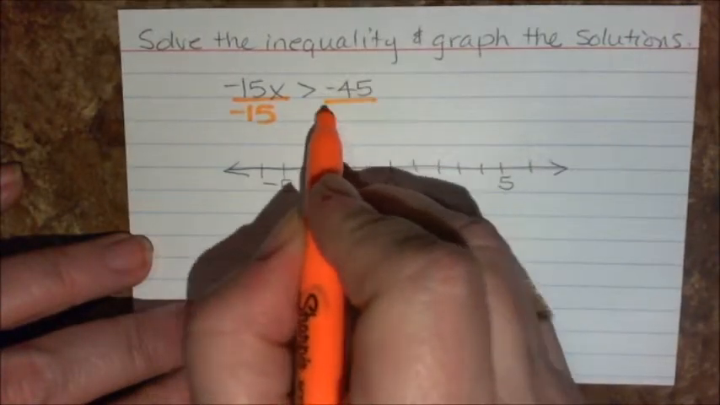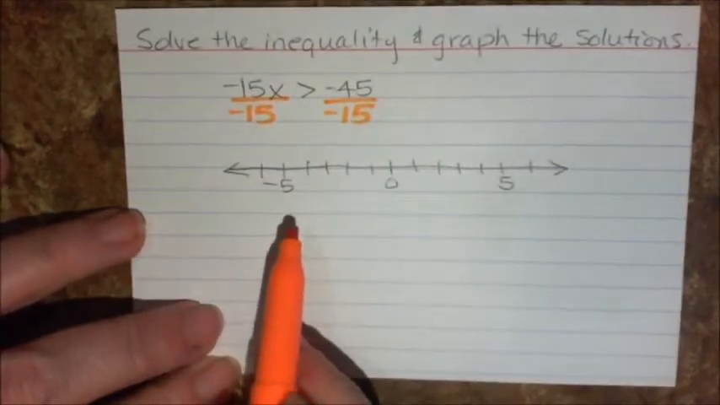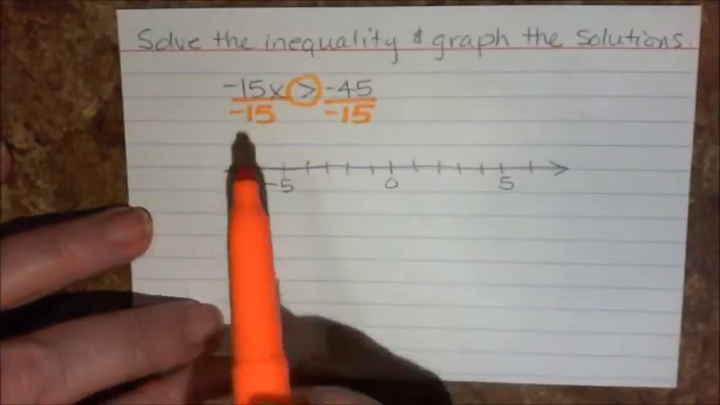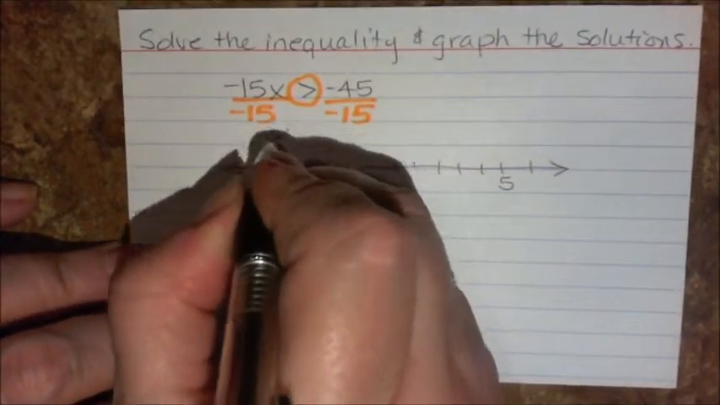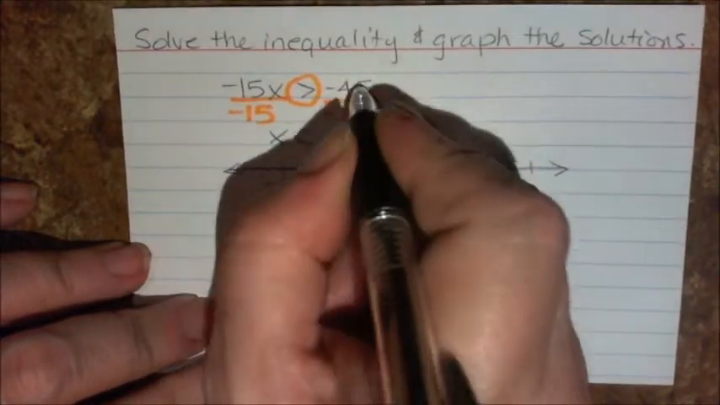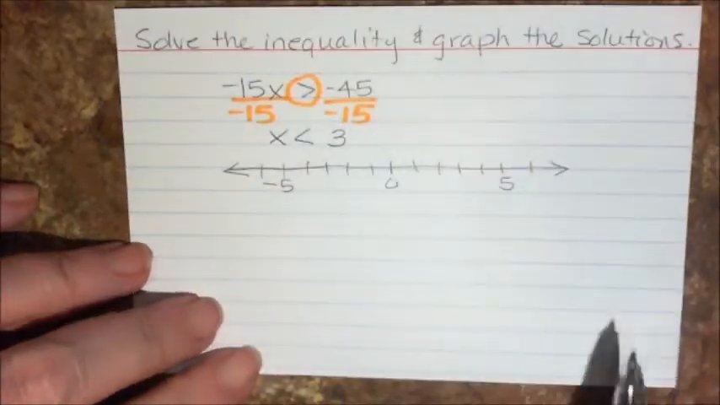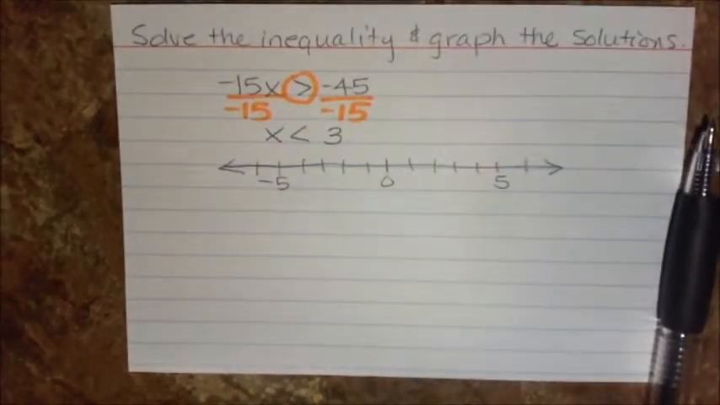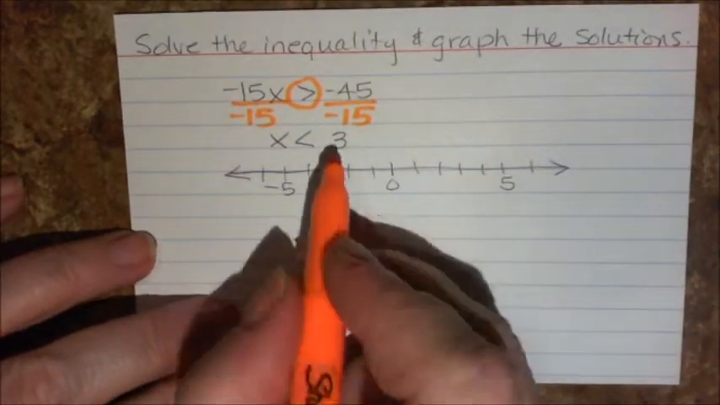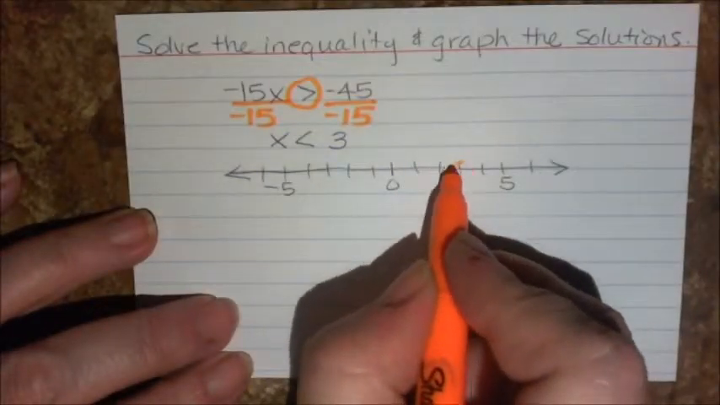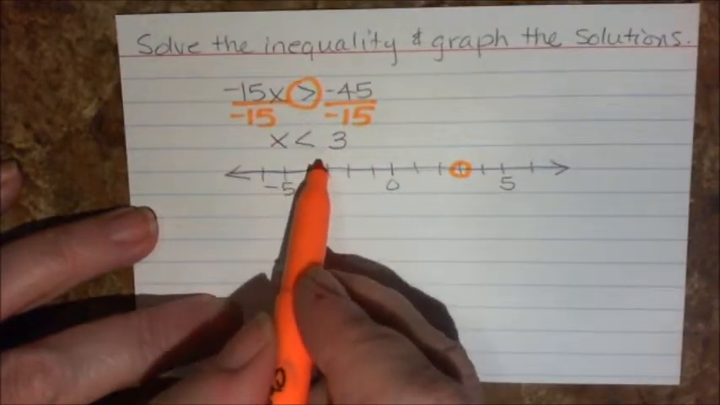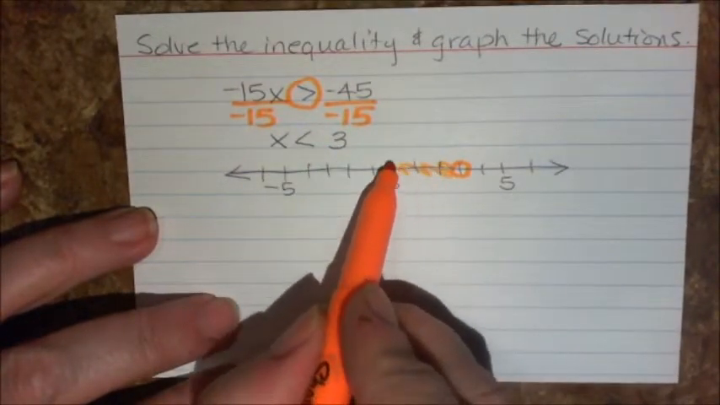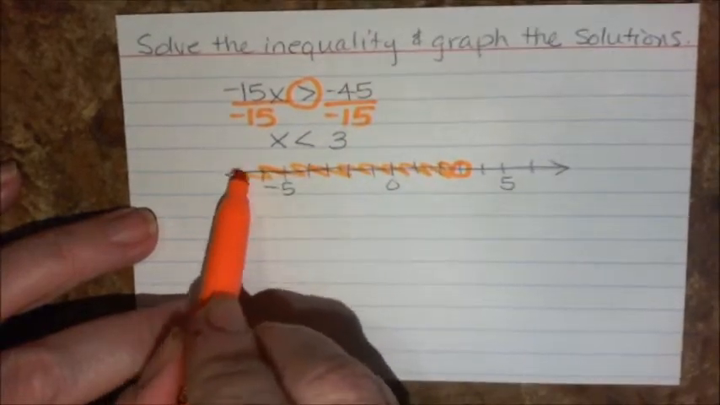We're going to divide by negative 15. Now, is that a cause to reverse the symbol? Yes, it is, because we divided by a negative. So that gives us x, and reverse this to less than, and this is a positive 3. Alright, now to shade that, we find the number 3, 1, 2, 3, and leave it open. Okay, and then we shade less than 3, which is to the left of 3.